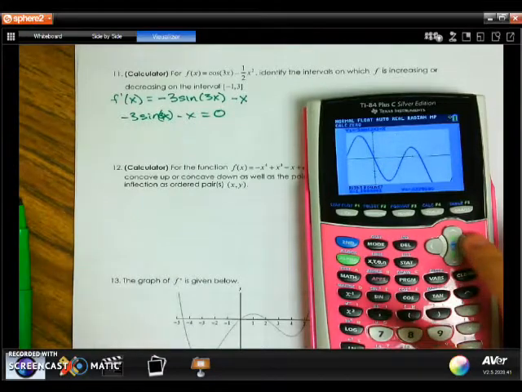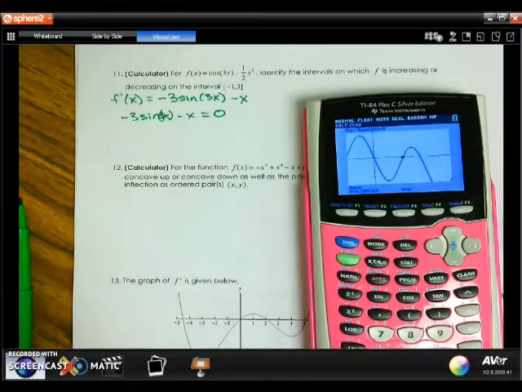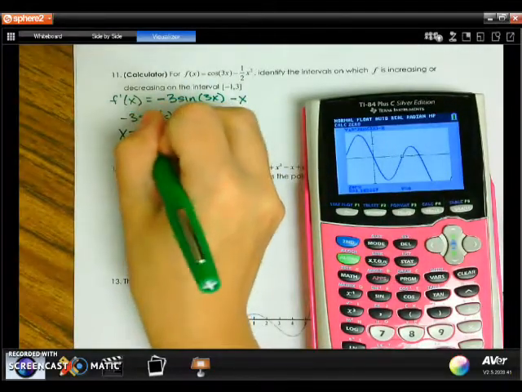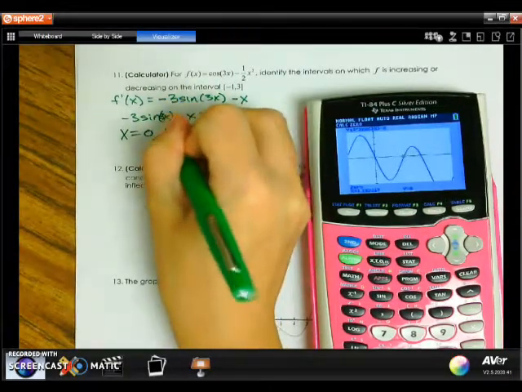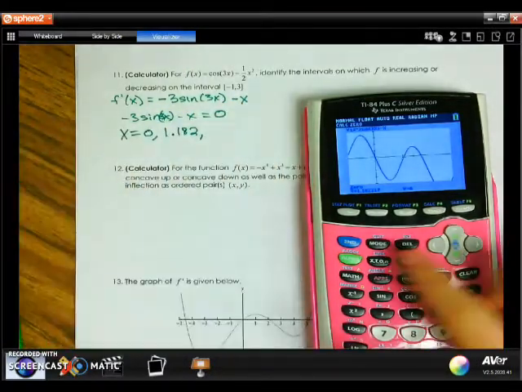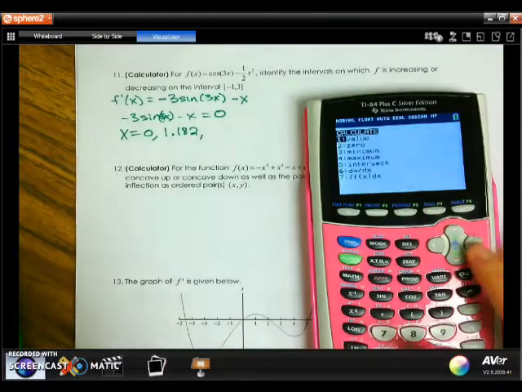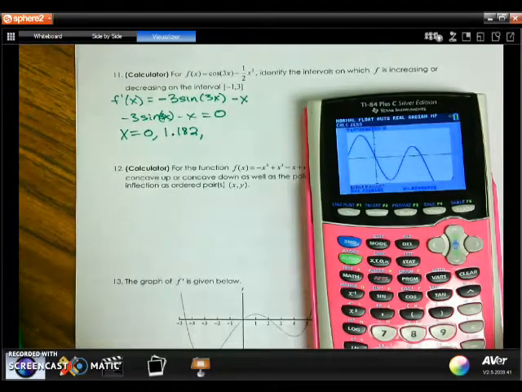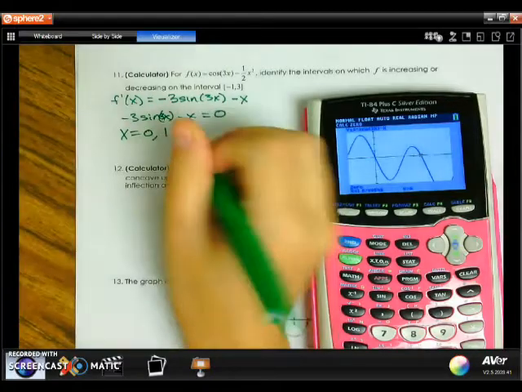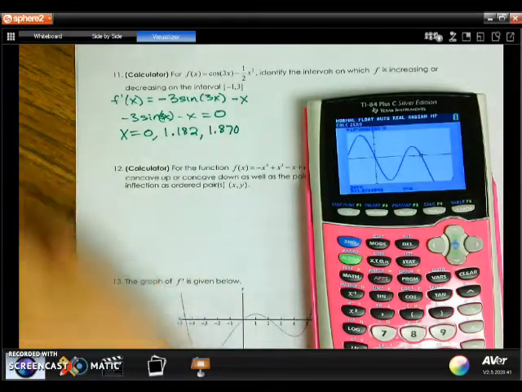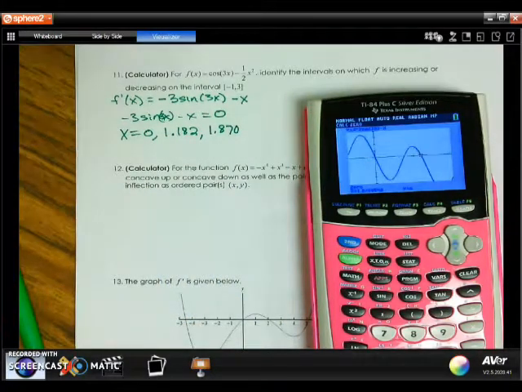So left, I hit enter, I go to the right of it, and I hit enter twice. This will give me my second critical value there. So again, this yields that x equals 0 and 1.182. And then to get the last one there, I'm going to go to the left of it, hit enter, go to the right of it, hit enter twice, and that last one was 1.870. So those are going to be my 3 critical values that I am then going to put on a sign chart.